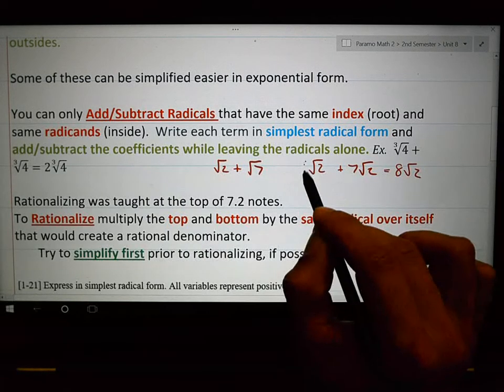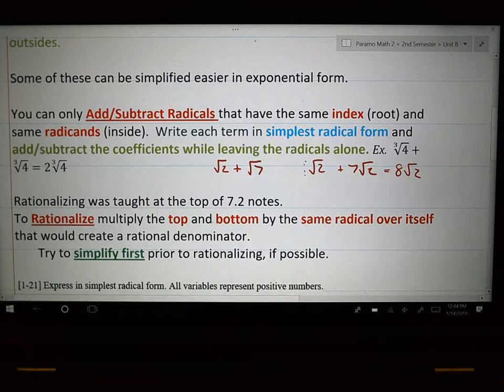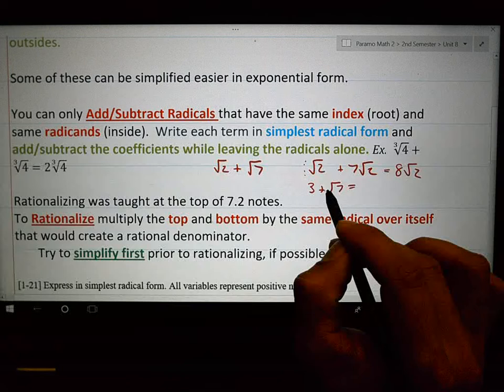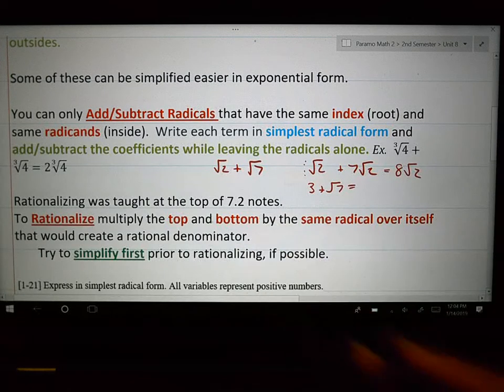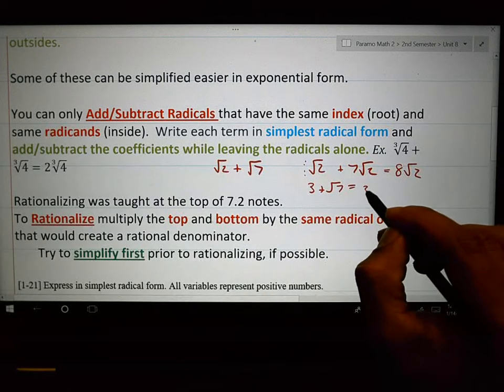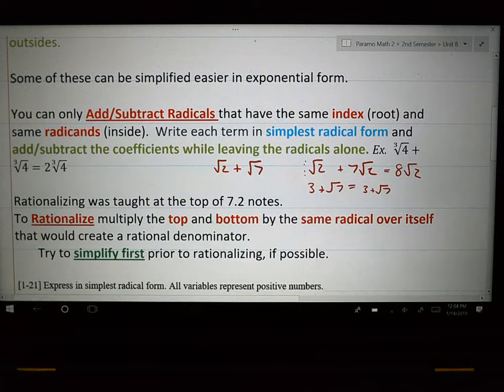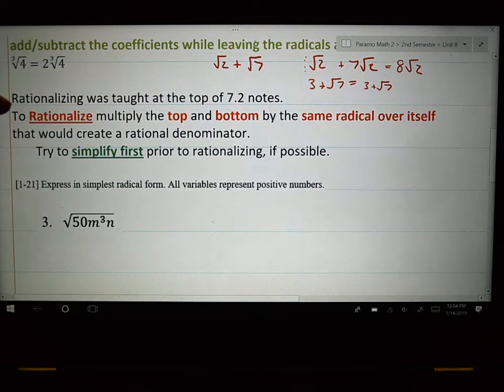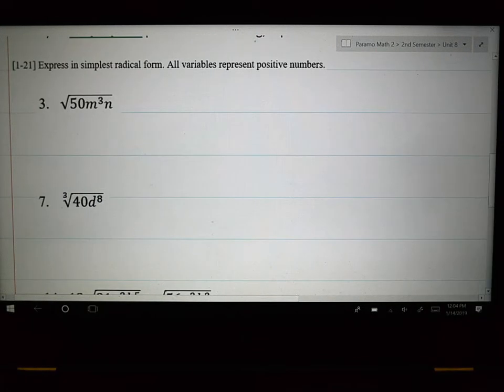You add the numbers in front or subtract the numbers in front. If you have the number 2 and you were trying to add root 7, you can't put them together because you can only put root 7s together with other root 7s. This would just be 3 plus root 7. You would just leave it like that. Just so you know. With that being said, the last thing we have to do is rationalize. If you need reminders, you can go back to the 7.2 notes. It's about multiplying. I have one example for you that we're going to do together. But let's go ahead and get into some examples.